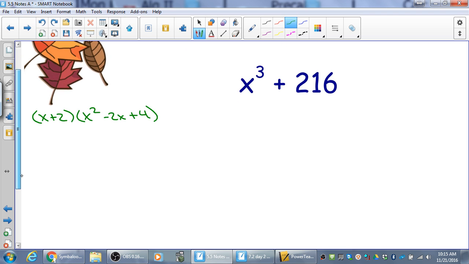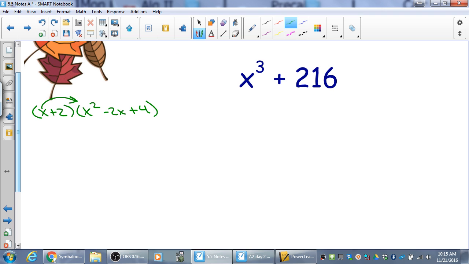And here's how you multiply this out. You distribute the x through: x to the third minus 2x squared plus 4x. Multiply the 2 through. You get plus 2x squared minus 4x and then plus 8. Now look what happens to the middle two. They're opposites of each other. This becomes x to the third, that's 0, and it becomes plus 8. Well, those are 2 perfect cubes. That's the sum of 2 cubes. And the pattern works. When you multiply it all out, you get the sum of 2 cubes.